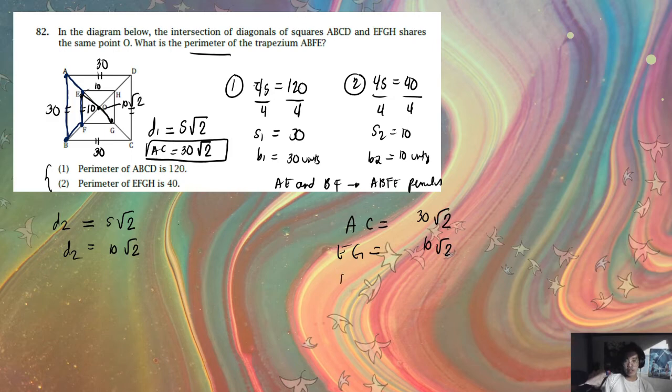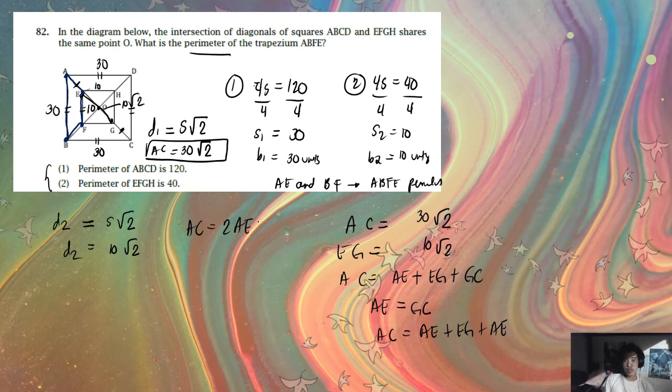and we know that AC is equal to AE plus EG plus GC. And since this square is at the center of the bigger square, we can say that AE is equal to GC. Okay? So both of these side measurements are just congruent. They're the same. So therefore, we can say that AC is equal to AE plus EG plus AE, and therefore AC is equal to 2AE plus EG for this problem.